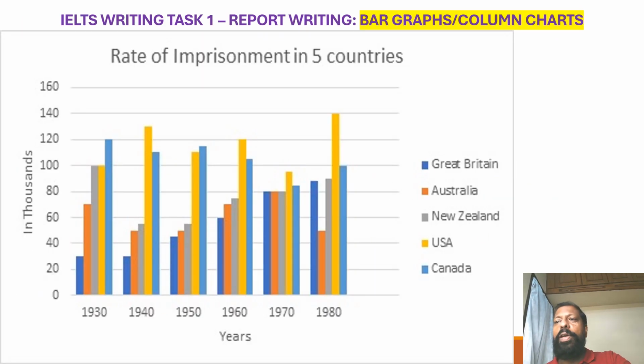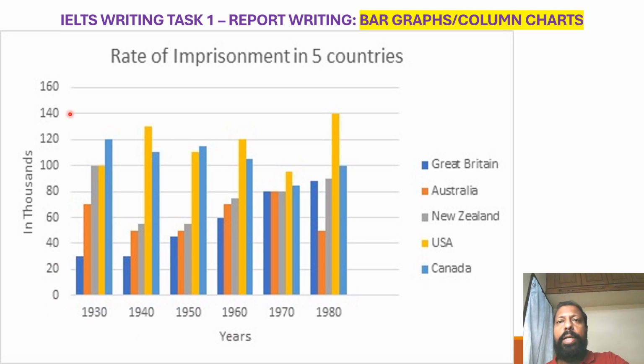Well, now let's straight away move on to a model question. So here is a column chart, or let's call it a bar graph. You see the rate of imprisonment in 5 countries. So read if there is a title for the diagram, read well. And what is the best method of approaching bar graphs and column charts? Analyze the vertical axis as well as the information given in the horizontal axis.